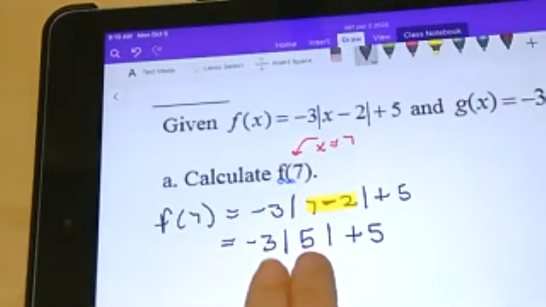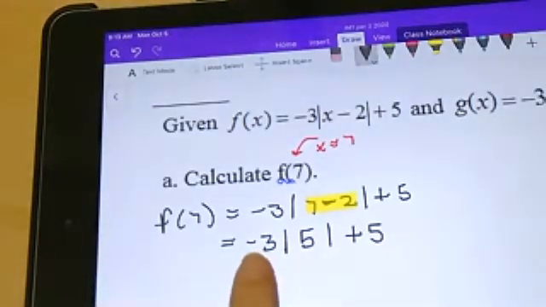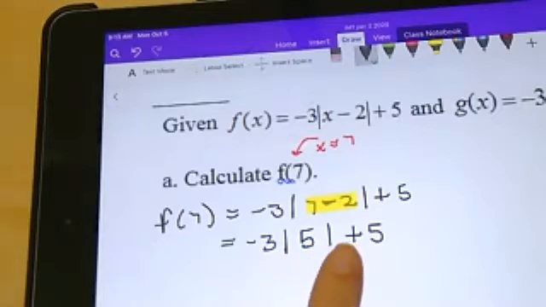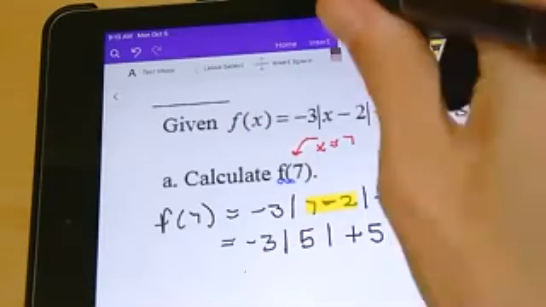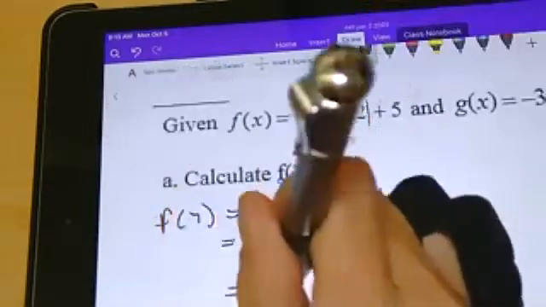And now I'm going to multiply. I'm going to multiply -3 times the absolute value of 5. The absolute value of a number is how far it is from 0 on a number line. So the absolute value of 5 is 5. If it's negative, then absolute value turns it into positive because it's a distance, so it's always going to be positive. But the absolute value of 5 is 5. So -3 times 5, we get -15.